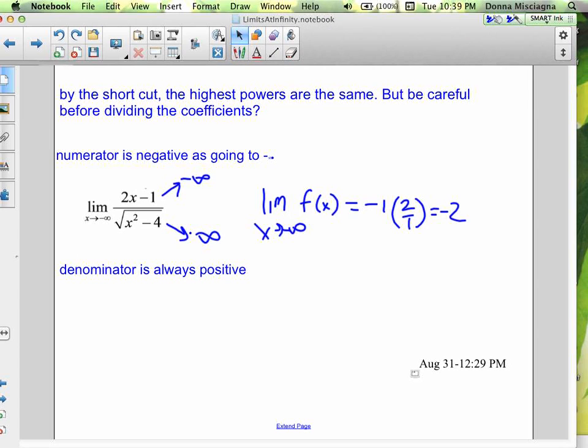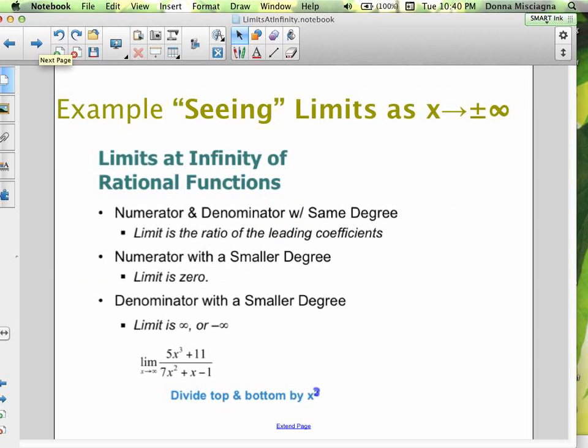Now, you need to not only know the shorthand here, you also need to be able to show the property. This is a little shorthand, however, it's not a justification. Example, seeing limits as x approaches positive and negative infinity. Little reminder: if a numerator and denominator are of the same degree, the limit is the ratio of the leading coefficients. If the numerator has a smaller degree, the limit is going to be 0. If the denominator has the smaller degree, it's going to be infinity or negative infinity, or it does not exist.